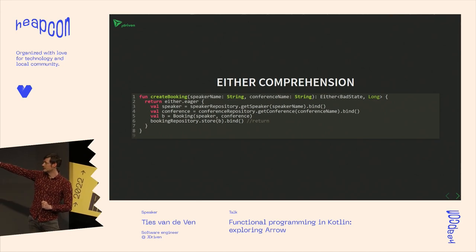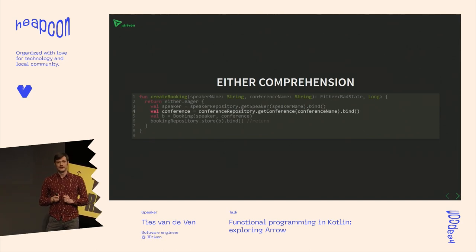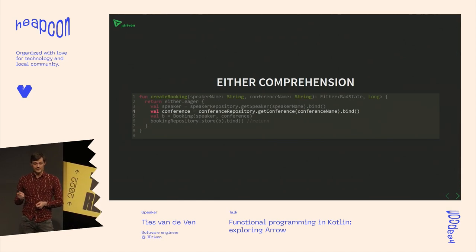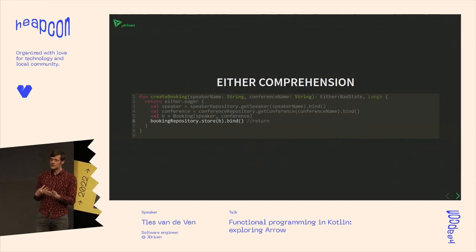Well, we do an either.eager block around it. Now we get the speaker from the speaker repository, call .bind on it. If that went OK, we can just go get the conference from the conference repository, call .bind on it, create a booking, and store the booking. So basically, our code is almost the same as it previously was, but now we have all the compile time advantages that Eithers give us.